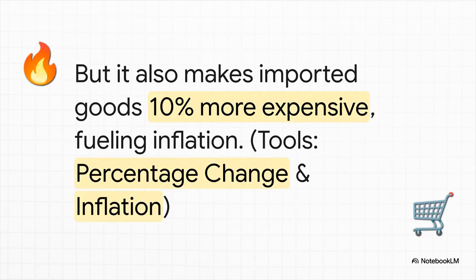But, and this is so important, there's always a flip side. That same 10% drop means that anything they buy from other countries is now 10% more expensive for their own citizens, and that can start pushing up the cost of living. In other words, it can fuel inflation. You see? One event creates these ripples, and you need all the tools to see the full picture.